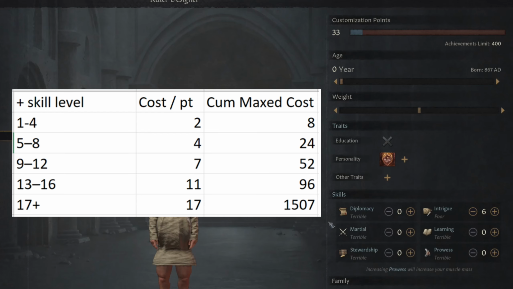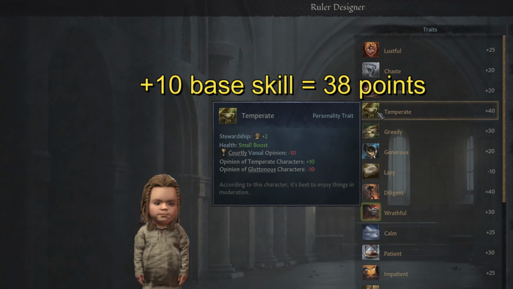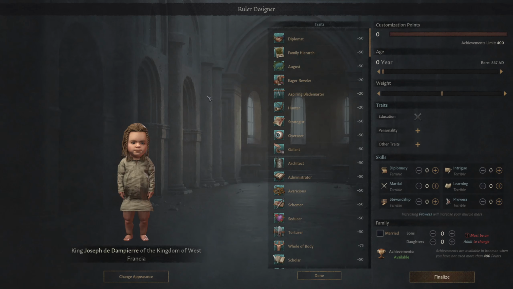That way you can calculate the most efficient way to spend your points. In general, adding about 10 to 12 levels into a skill is a good sweet spot for cost efficiency. Like adding 10 levels costs 38 points compared to adding temperate, which only gives 2 levels, but it does have other stats.